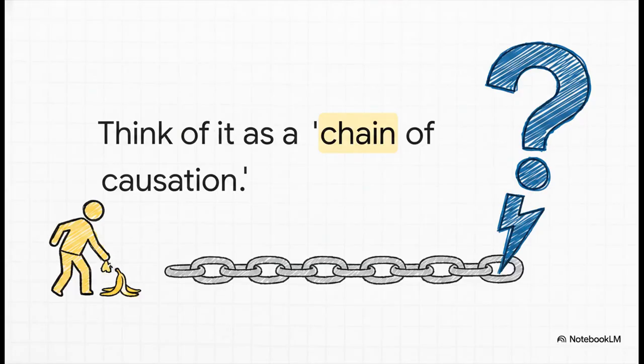Probably the easiest way to get your head around this is to think of it like a chain. The defendant's negligent act, that's the very first link. Every event that follows is another link. So the whole legal question becomes, at what point does something so weird, so out of left field happen that it literally breaks the chain?